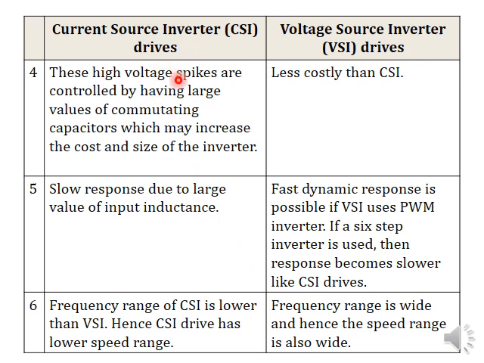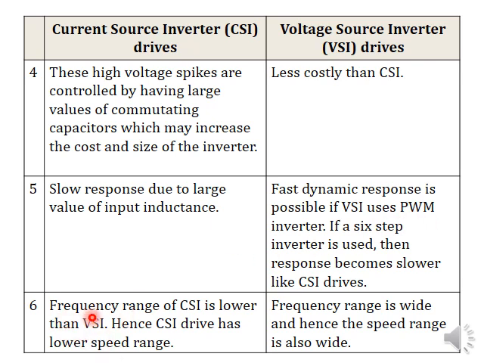Next, these high voltage spikes are controlled by having a large value of commutating capacitors, which may increase the cost and size of the inverter. But VSI is less costly. Next is slow response due to large value of input inductance. But in the case of VSI, fast dynamic response is possible if VSI uses a PWM inverter. If a six-step inverter is used, then the response becomes slower like CSI drives. But in most of the drives, we can use PWM for good response.